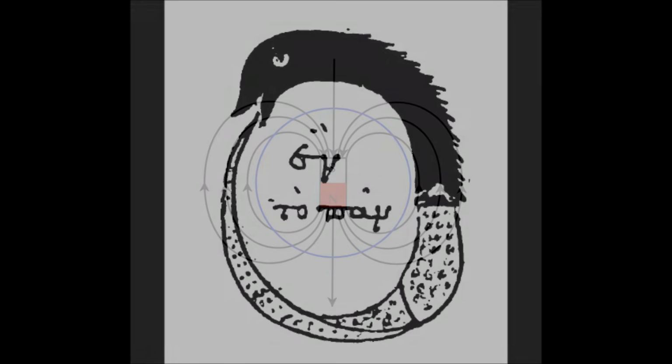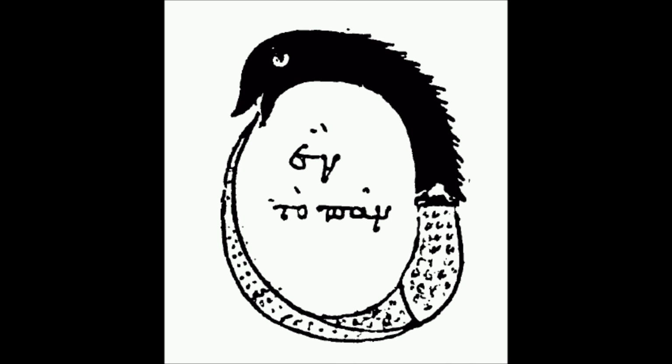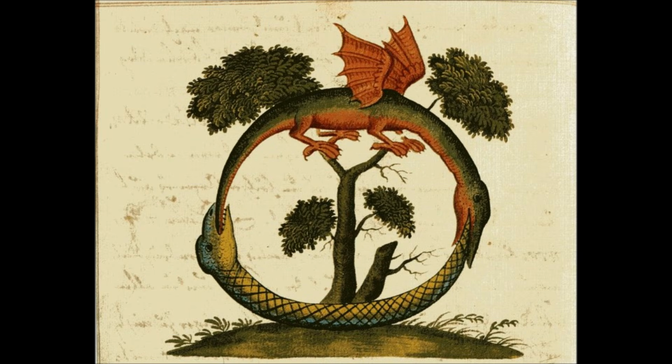The serpent appears regularly in one of its oldest and most iconic symbols known as the Ouroboros. Ouroboros is a Greek term that means tail devourer. It is usually depicted as a serpent or dragon in the shape of a coil, with its mouth biting its own tail to form a complete circle.